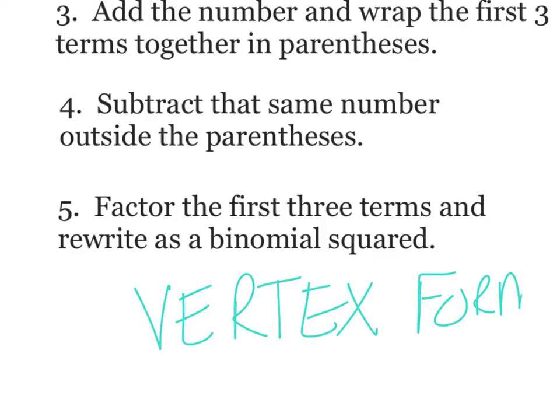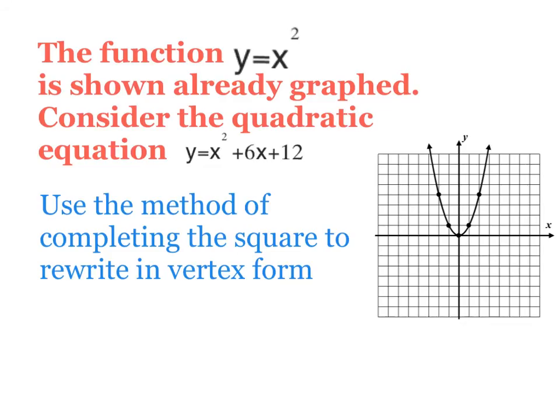Okay, so I'm going to go through a nice example, and like I said, we'll get into some real nasty ones. So the function y equals x squared is shown already graphed. Consider the equation y equals x squared plus 6x plus 12. Use the method of completing the square to rewrite in vertex form. So let's start by rewriting our equation. x squared plus 6x plus 12.